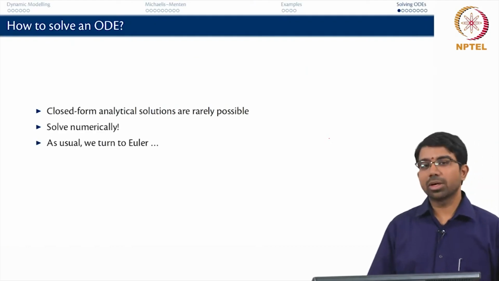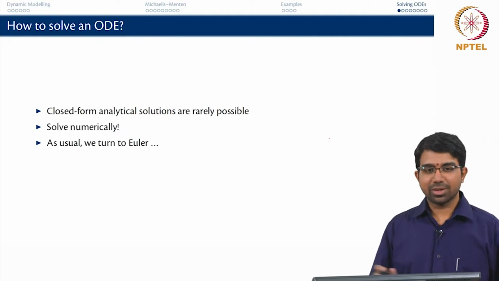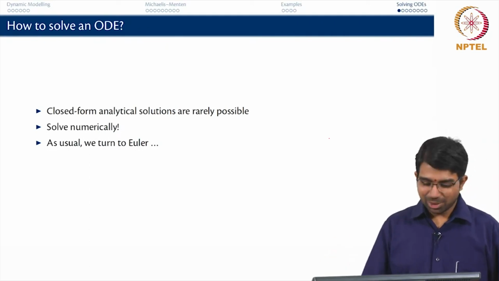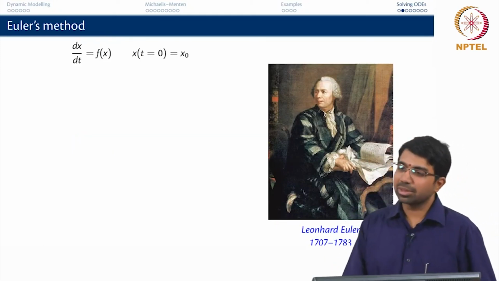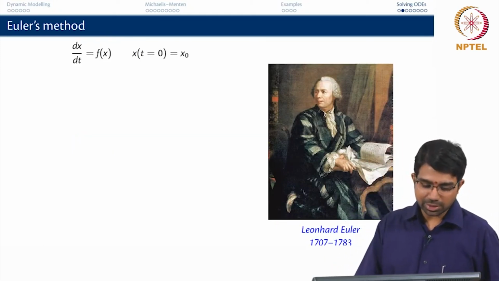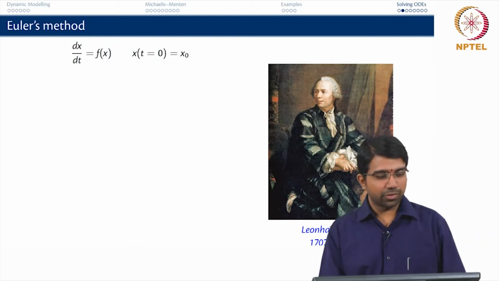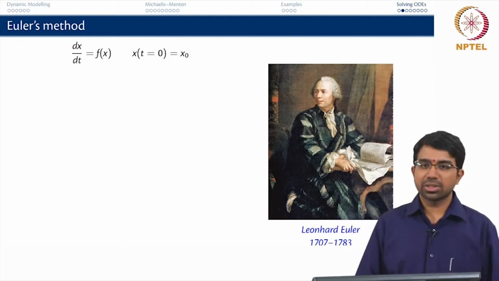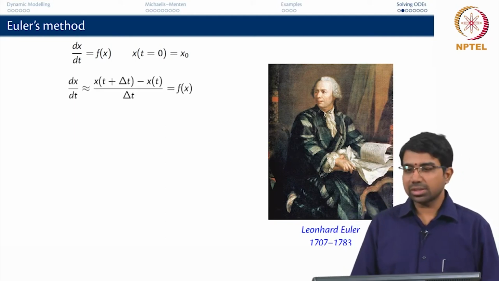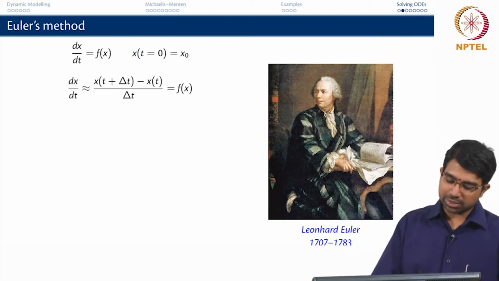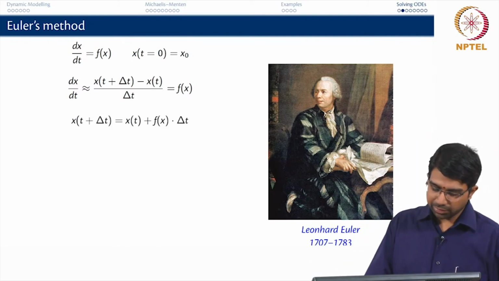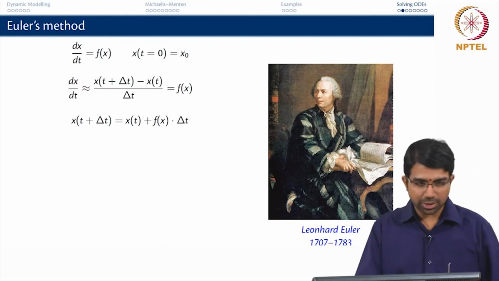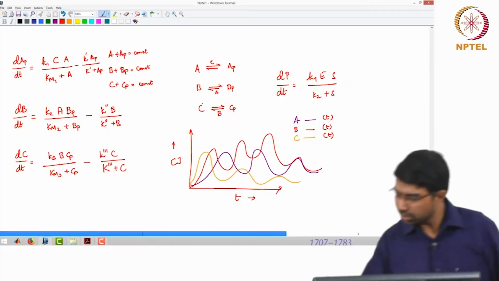As usual, we will go back to Euler, right. So, in every module we will have to pay our respects to Euler. So, what did Euler do? He came up with a method for integrating equations. So, let us say dx by dt is f of x and x at t equals 0 is x naught. You can also write dx by dt as x of t plus delta t minus x of t by delta t. So, on simplification this will give you x of t plus delta t is x of t plus f of x into delta t. So, let us just write this out.